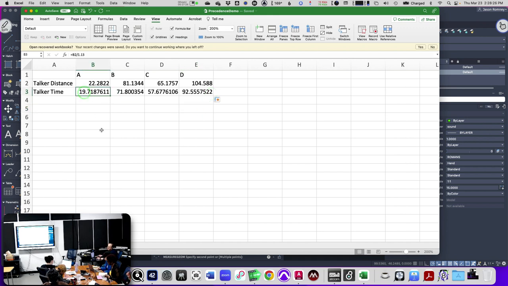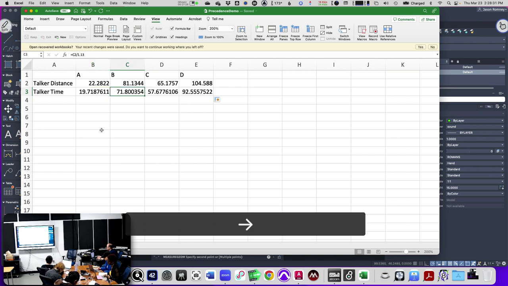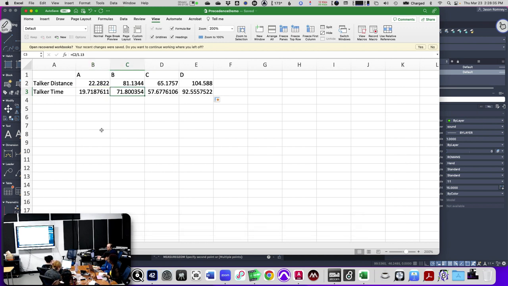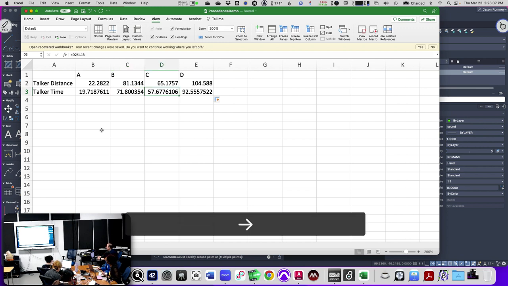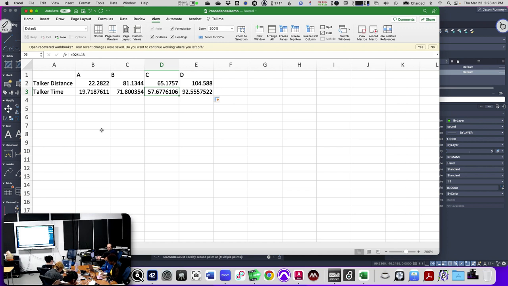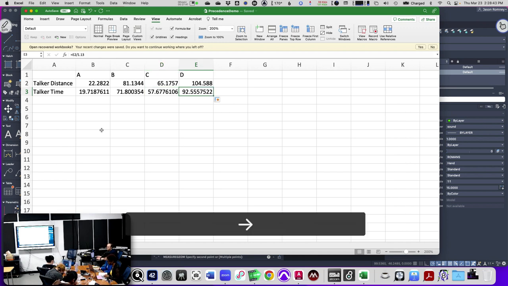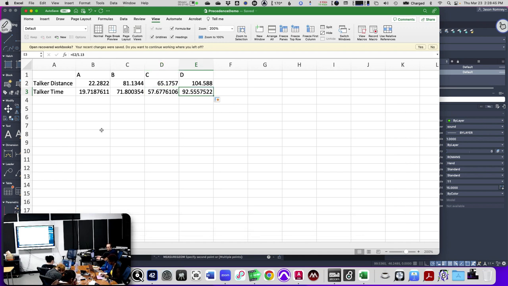So it takes 19 milliseconds for the sound from the talker to get to the front row orchestra, almost 72 milliseconds to get to the back row orchestra. It takes 57.5 milliseconds to get to the front row balcony, and 92.5 milliseconds to get to the back row balcony. Okay, that's just how long it takes in time.